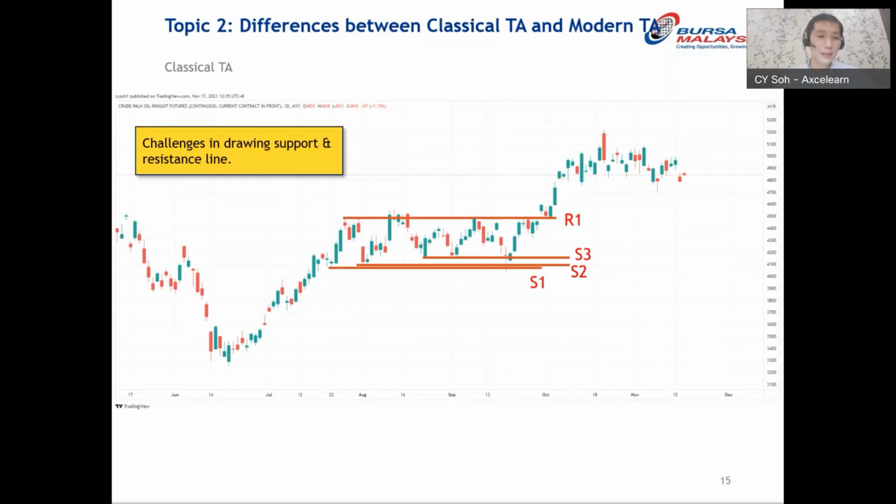And another example, let's look at the resistance line. We can draw resistance line 1. We can also draw another resistance line 2. When it comes to different resistance lines, your entry method, let's say for an uptrend entry, would be very different as well. If you use R1, your entry would be any price above R1. If you use R2, you will enter when the price is above R2. So this is where you need to acknowledge the differences in classical technical analysis. It has its own weaknesses. The most important thing is that you need to be comfortable with it.